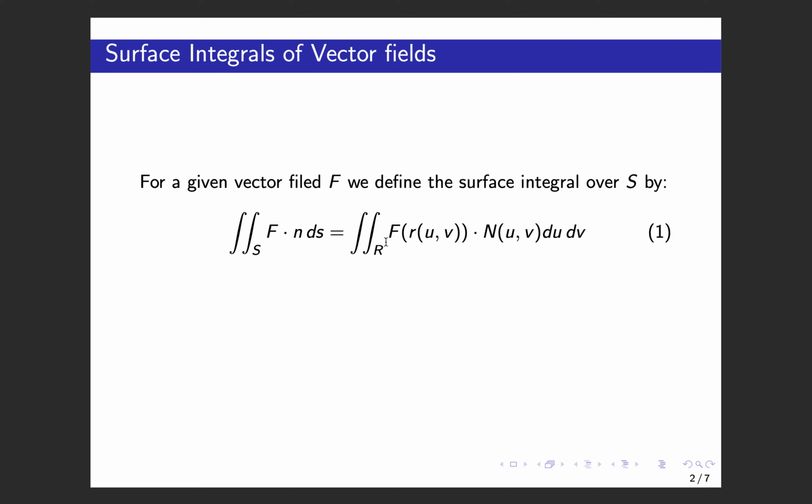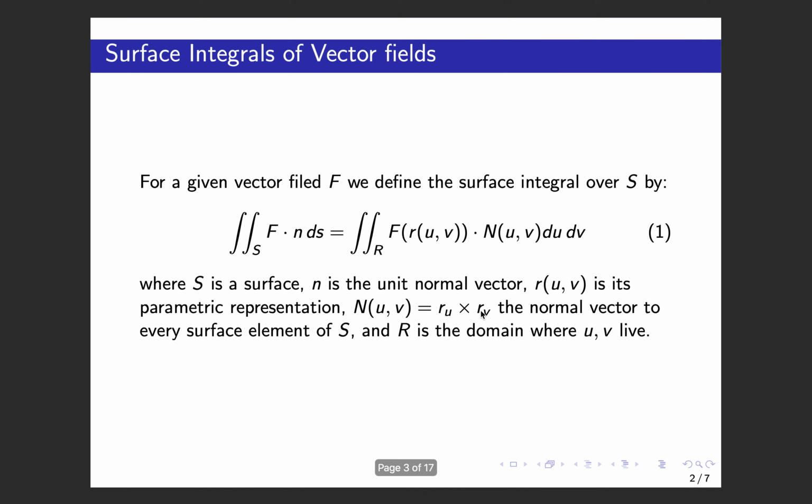This is equal to the double integral over region R of the dot product of F evaluated at a parametric representation and n, the normal vector to the surface element, while we're integrating over the whole surface. So n is equal to the cross product of the partial derivative of the parametric representation with respect to u and with respect to v, and R is the domain of u, v that generates the whole surface S.